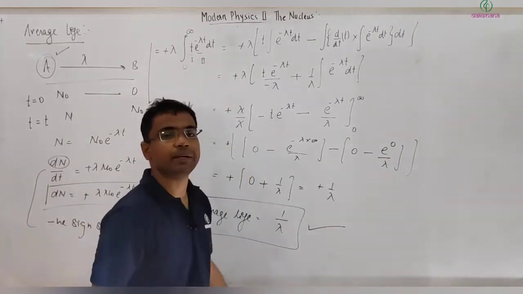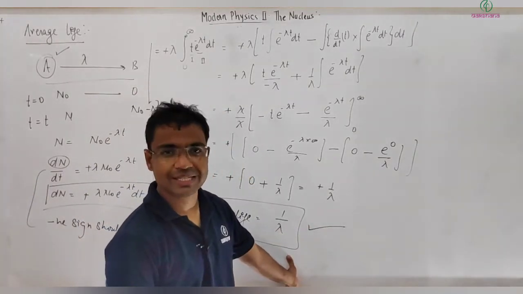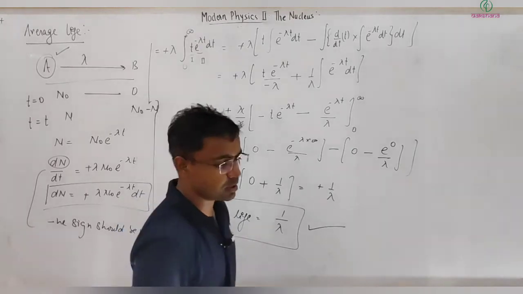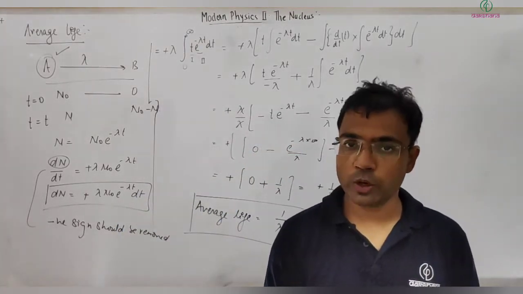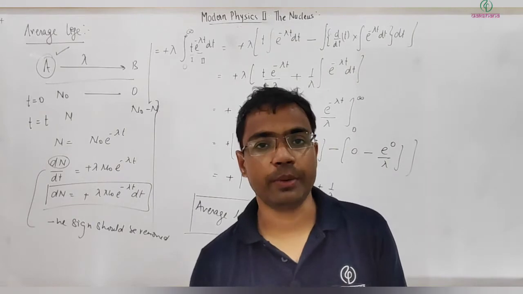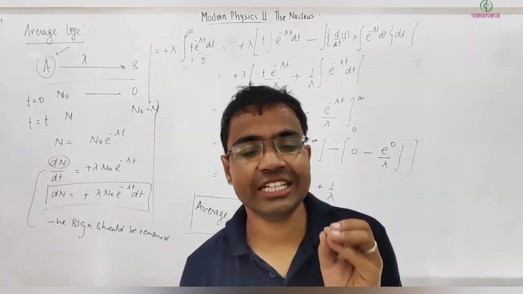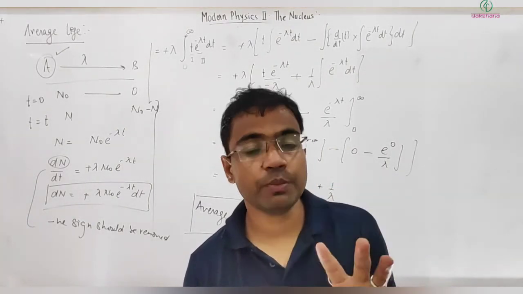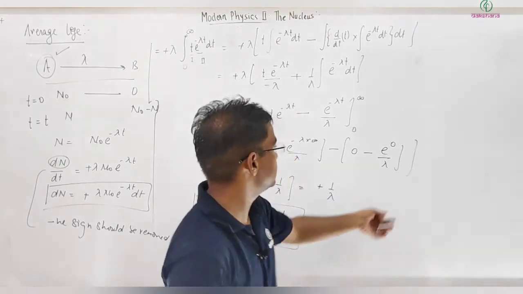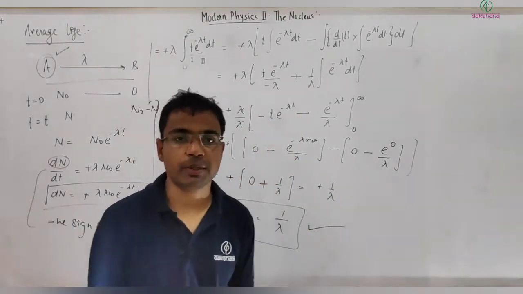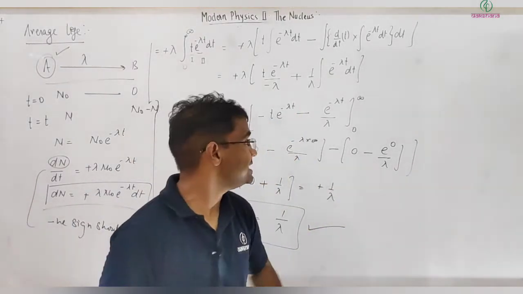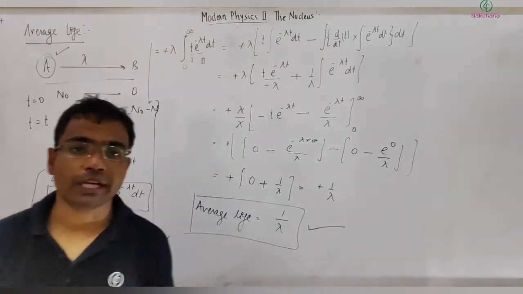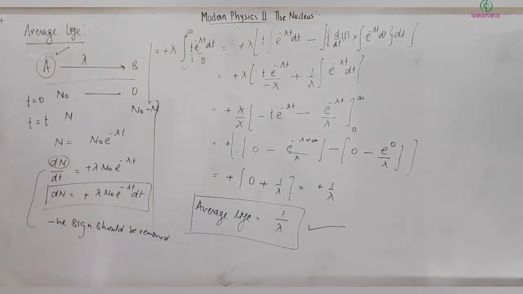You should remember this formula, it's very easy, straightforward, there should not be any confusion. More important is understanding what exactly is the meaning of average life. So I hope you are clear with that part. This is all about basically the concept of average life. Let's see some of the applications of it, then we will continue with more topics.